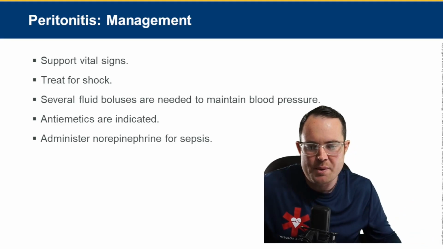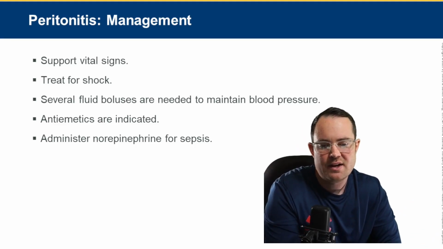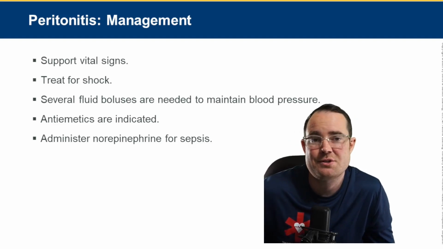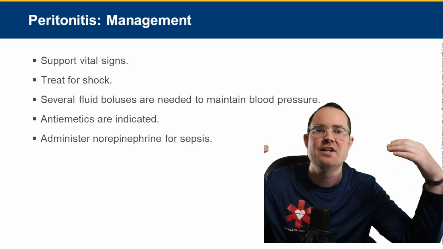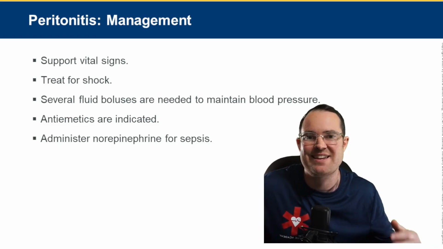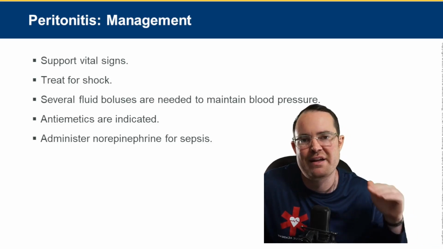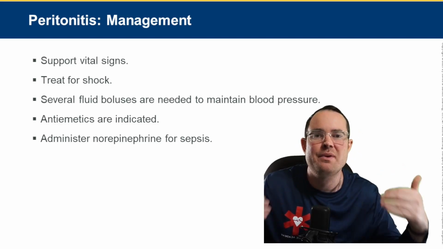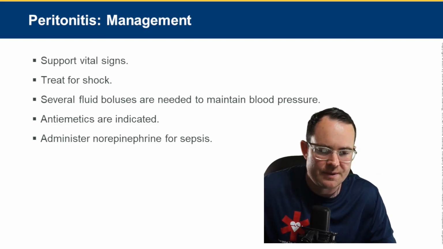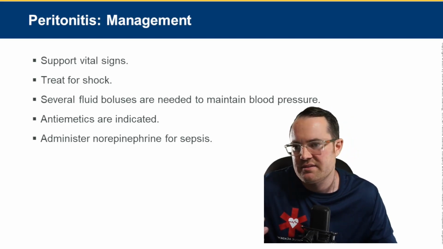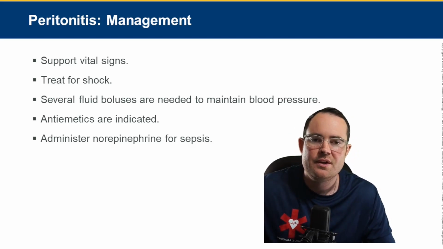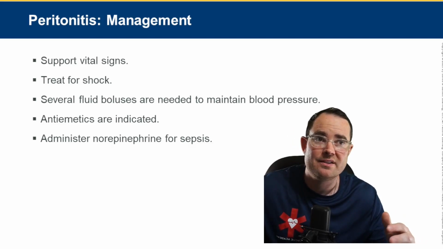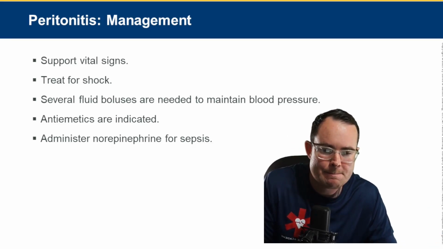What are we doing for it? How are we managing it? Support the vital signs. Treat for shock, which means fluid management. Now, fluid management doesn't just mean start two large bore IVs and flood somebody with fluid. Remember, we're trying to sustain a systolic blood pressure of at least 90. I would say 90 to 100. We don't want to just keep giving fluids just to give them. Another thing, antiemetics, something like Zofran, 4 milligrams, could be considered for these patients to assist with the nausea and vomiting.